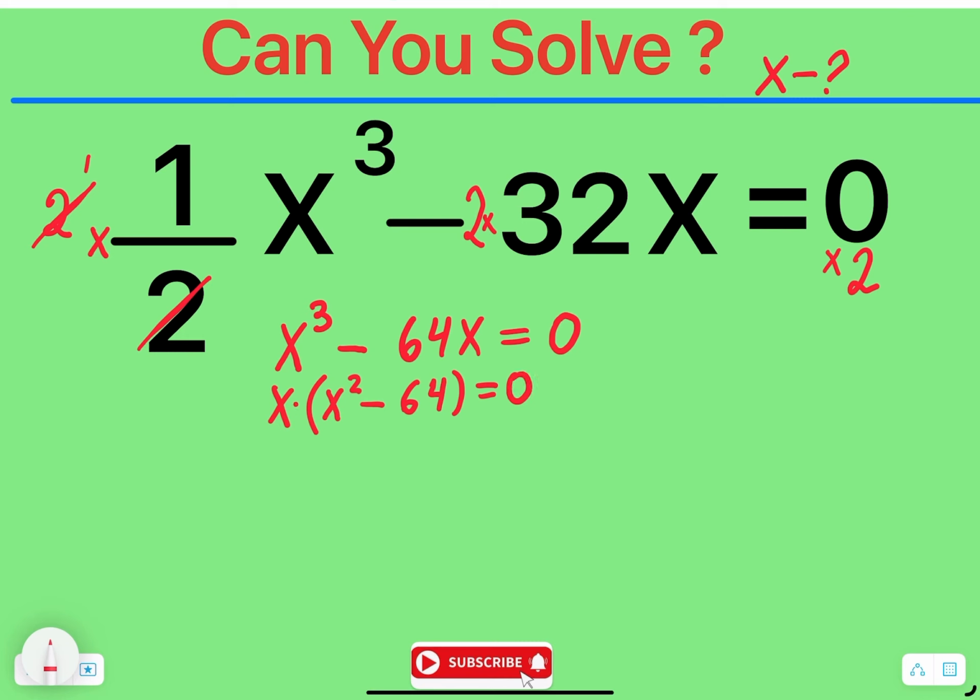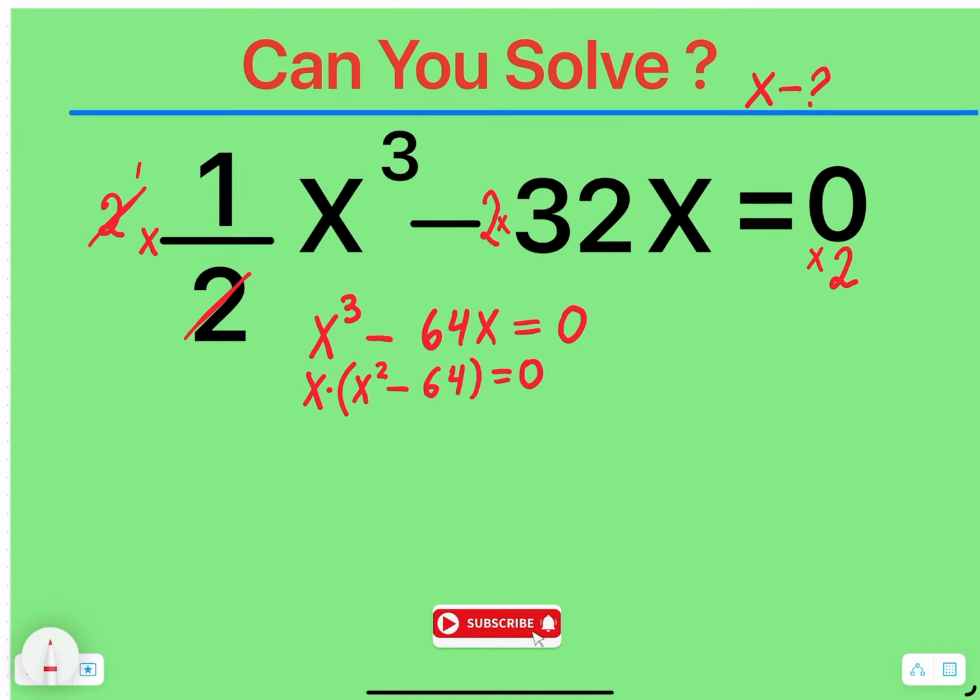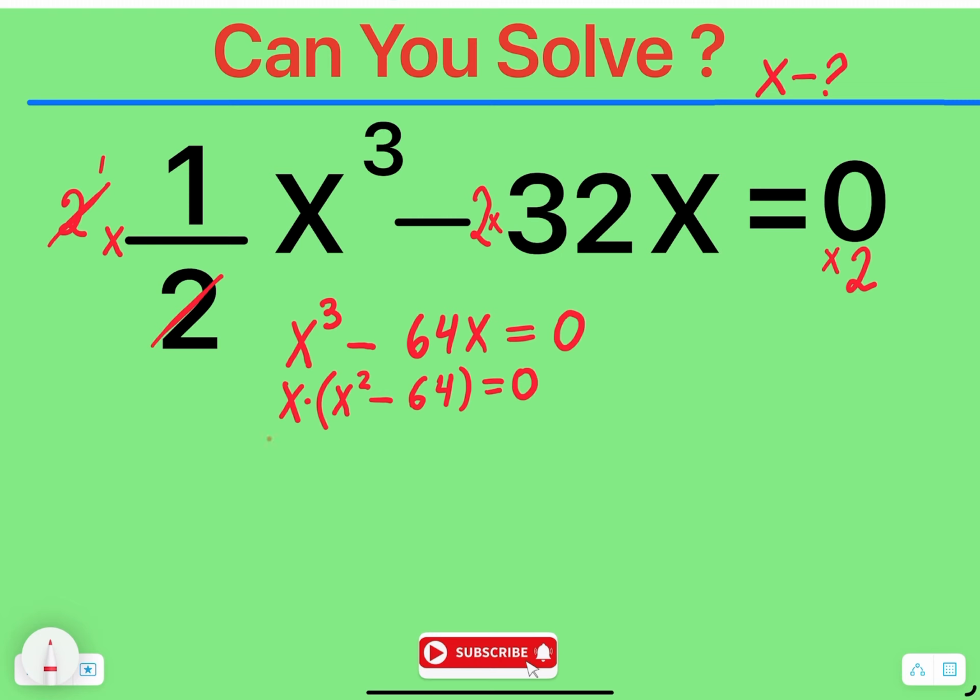Now when we have two terms multiplied together and the answer is 0, that means either this x can be 0, this first one, or the other term, which is x squared minus 64, can be equal to 0. Now we have one answer, x equals 0.